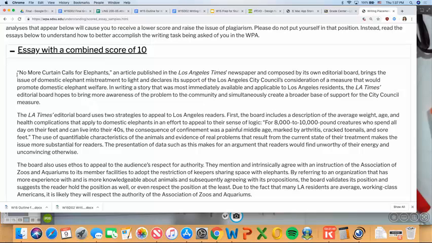So in writing the story that was most immediately available and applicable to Los Angeles residents, they were considering this larger context. The LA Times editorial board, the author, hopes to bring some more awareness of the problem to the community and simultaneously create a broader case to support the city council measure. So there's their purpose. They've got all their things in just 2 sentences, and that's one of the things they mentioned in the videos. It's better if you can be brief and succinct.